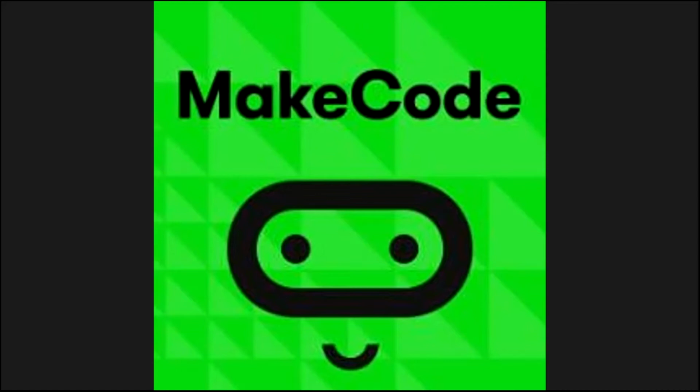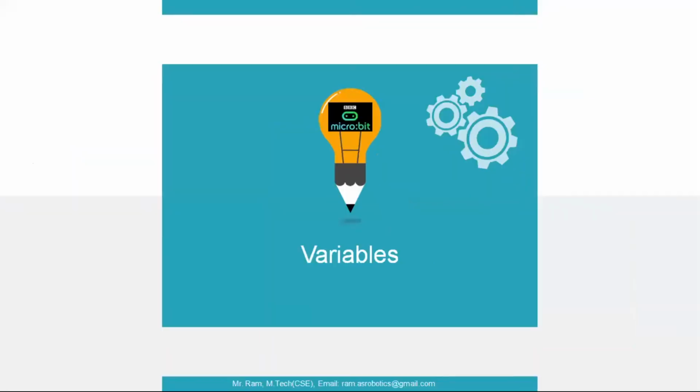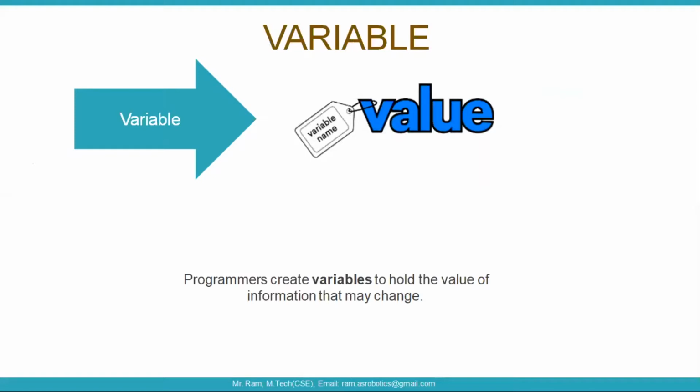In this presentation I want to share how many types of variables there are. See, the first part is: what is a variable? Actually, a variable is a container. We can store any type of values. So first of all, a variable has two things. One is the variable name, another is the value.